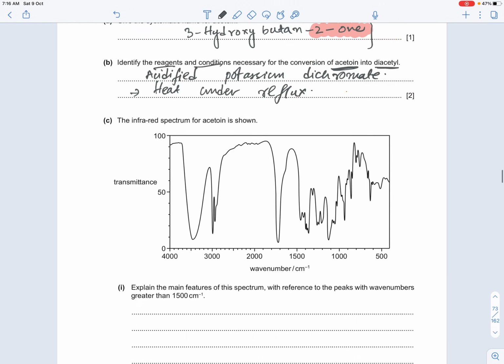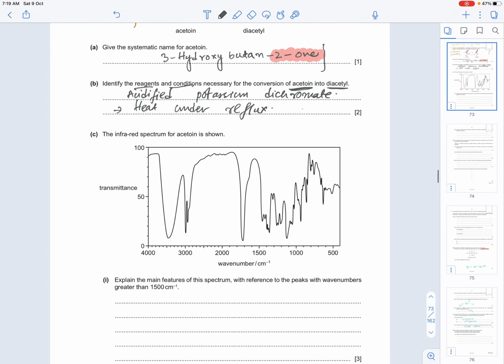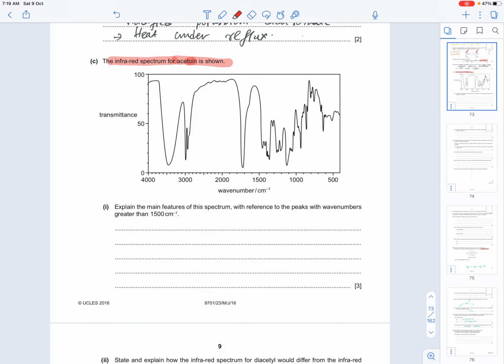Alright, so you just have to remember this thing, that primary alcohols oxidize into aldehyde if the conditions are heat and distill. Secondary alcohols oxidize into ketone, and primary alcohol oxidizes into carboxylic acid if the conditions are heat and reflux. Alright, so the next question is the IR spectrum for acetoin is shown. So this is the IR spectrum for acetoin, and the question is explain the main features of this spectrum with reference to the peaks with wave numbers greater than 1500 per centimeter.